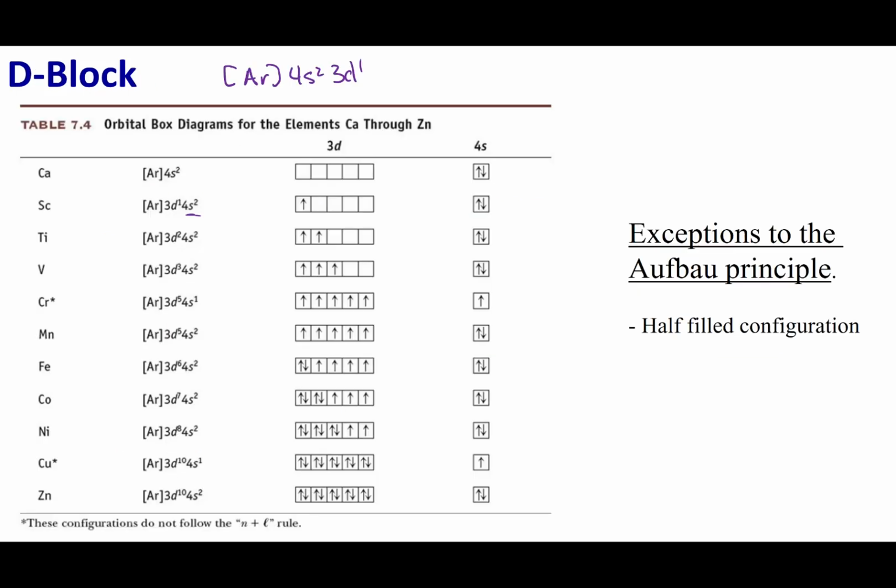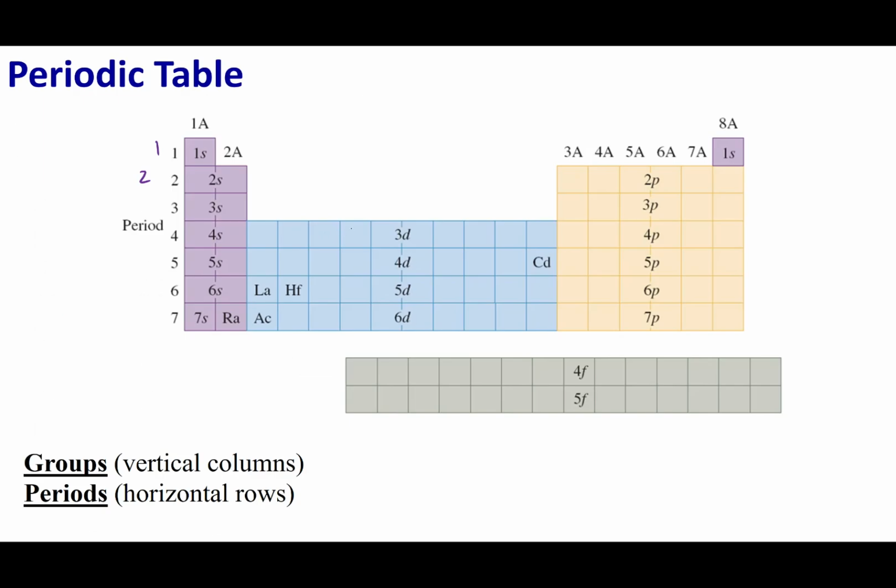Now I should note there are 2 exceptions to the rule that always appear on standardized tests, and that is chromium and copper. So chromium appears here on the periodic table. So if you were to do its electronic configuration, you would say that it has an argon core, 4s2, 3d4. That's normally how you would do most transition metals.